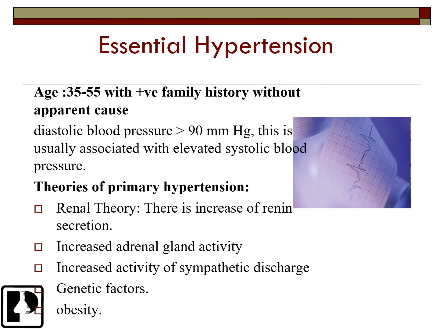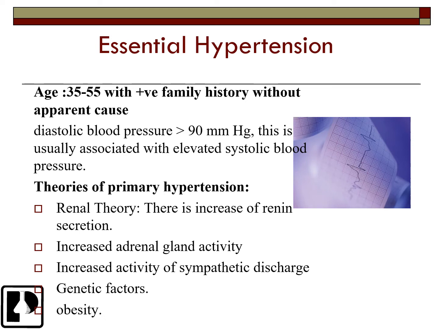What is the theory of primary hypertension? A theory means that it is based on scientific evidence, but we cannot prove it. The first theory is the renal theory. There is an increase in the renin secretion.